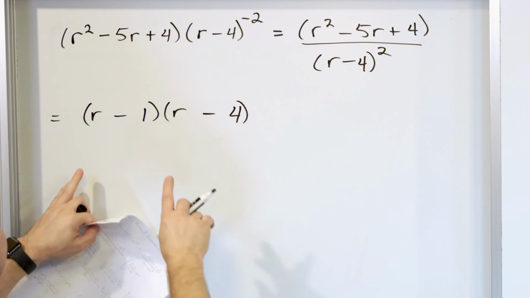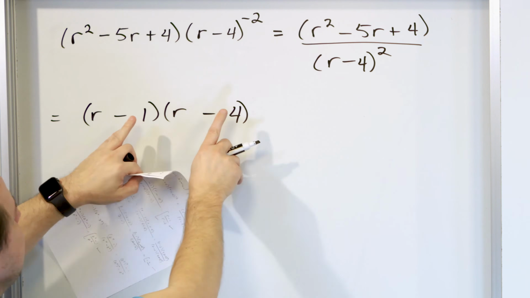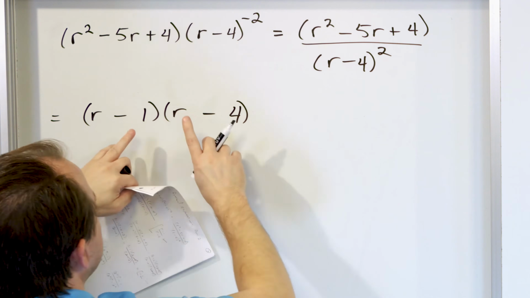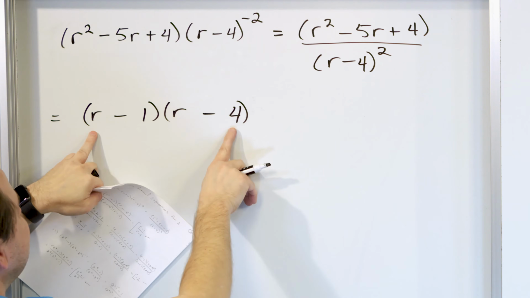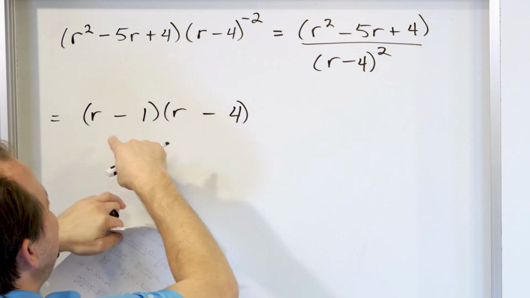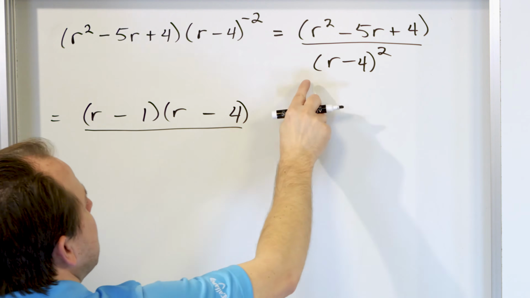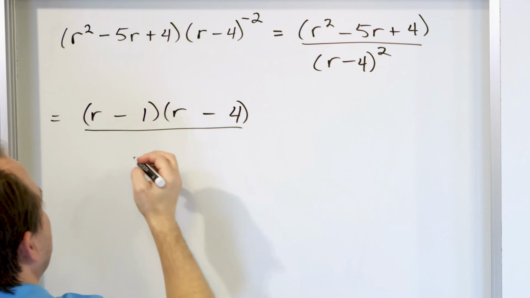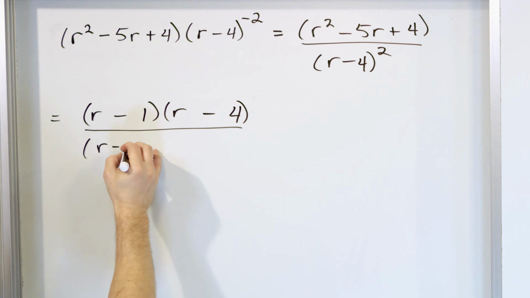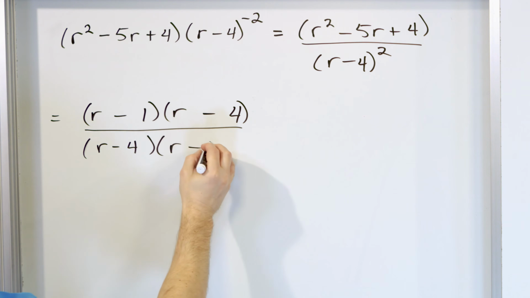So you should stop and check yourself. r times r is r squared. This times this gives me positive 4. This times this gives me negative r. This times this gives me negative 4r. When I add them together, I get the negative 5r. So that's the correct factorization. On the bottom, this quantity is squared, so I'll write that as (r minus 4) times (r minus 4).